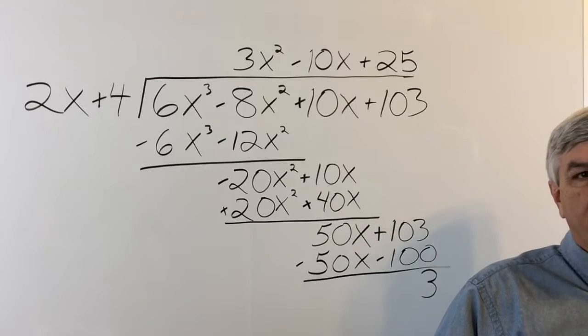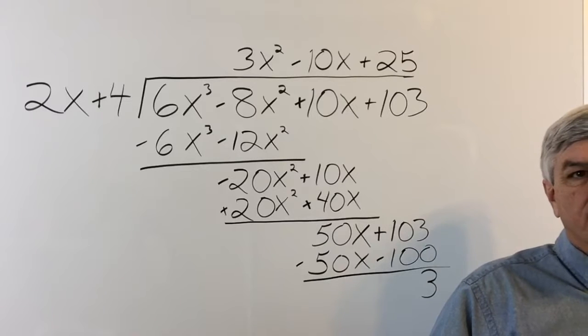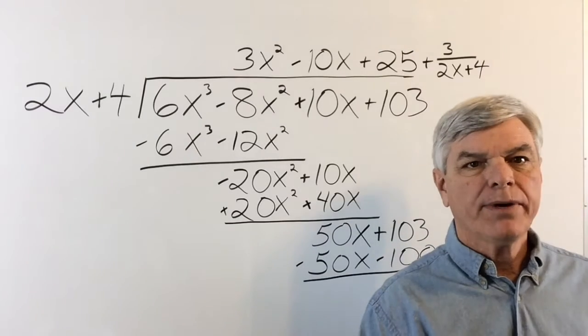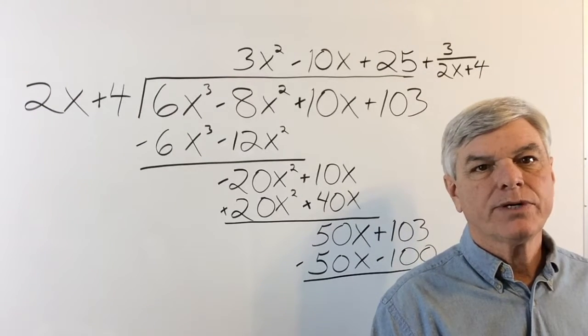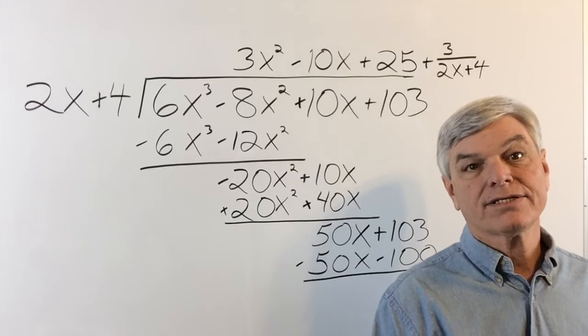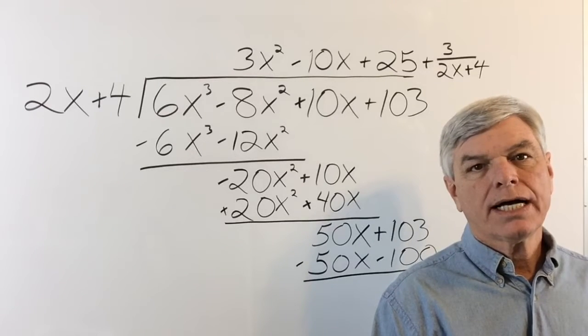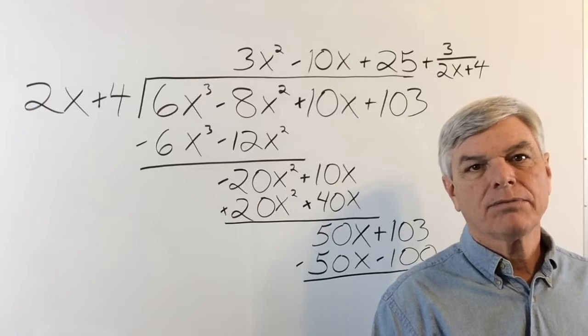Okay, and our remainder is 3. So let's put that up in the quotient. Okay, and then we have a remainder of 3 over the divisor, which is 2x plus 4. And that is our answer. Now let's try one last problem.